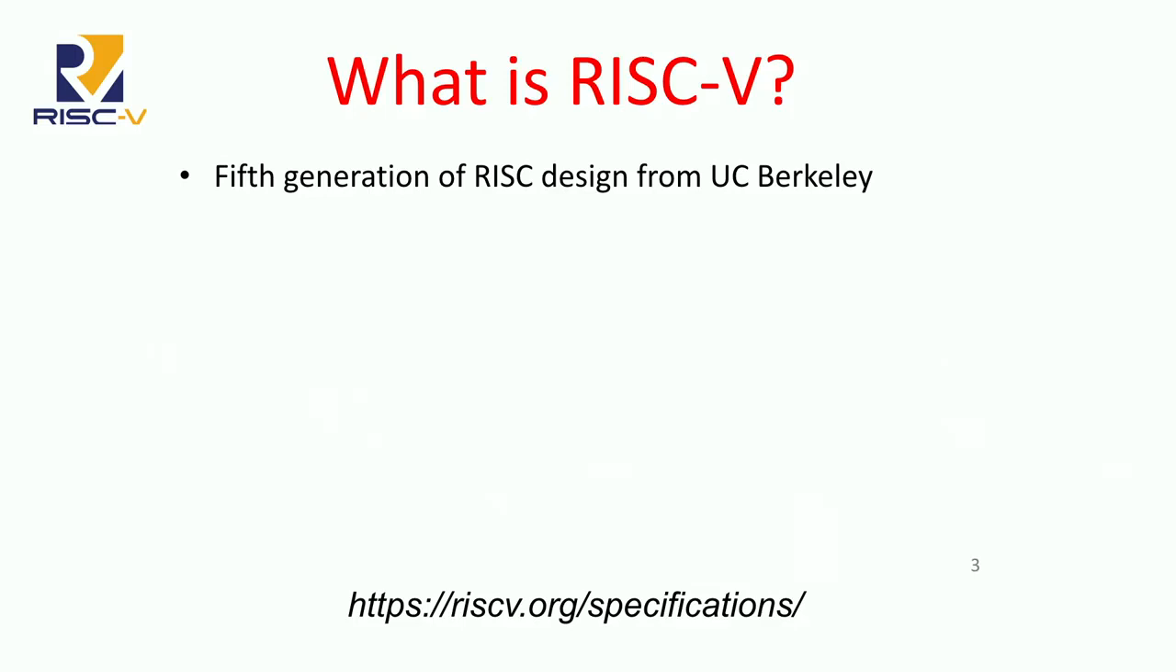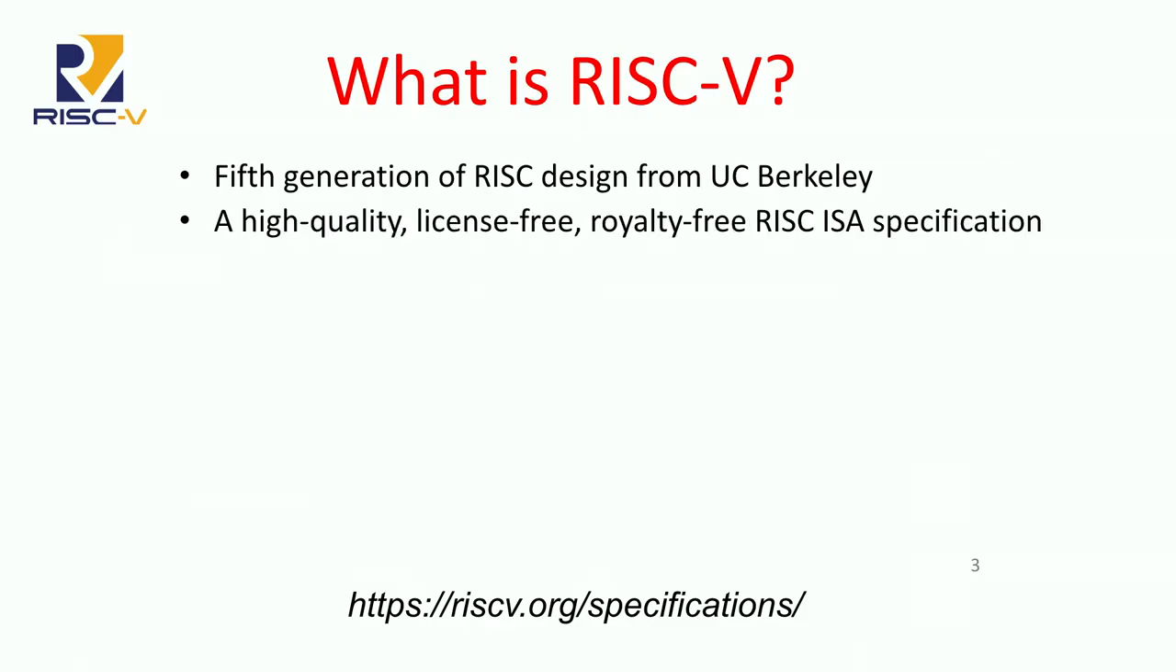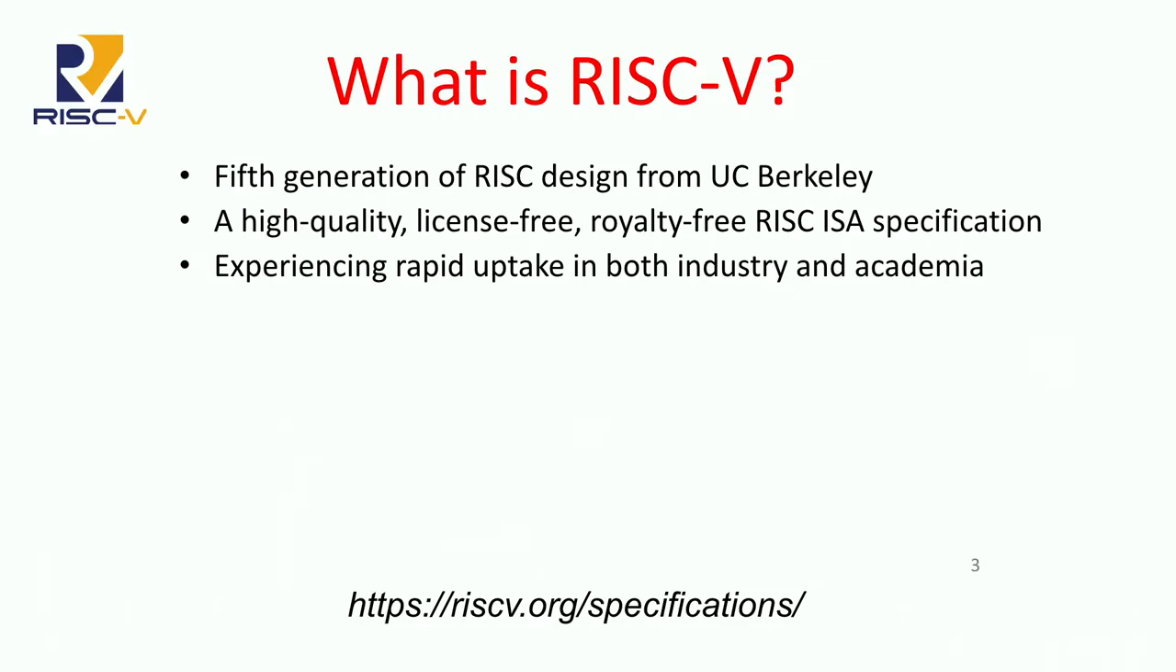And now we take it for granted because most popular processors, except for the x86, which is a popular one, but most like ARM processors and lots of the embedded processors are RISC style. So this is our own version of RISC, and there were Berkeley RISC processors back in the 80s and 90s, and then this is the latest generation, the 5th generation. The distinguishing characteristic of this is that it's a high quality, license-free instruction set design that's free for anybody to use without royalties. And it's been experiencing rapid uptake or adoption in industry and academia.